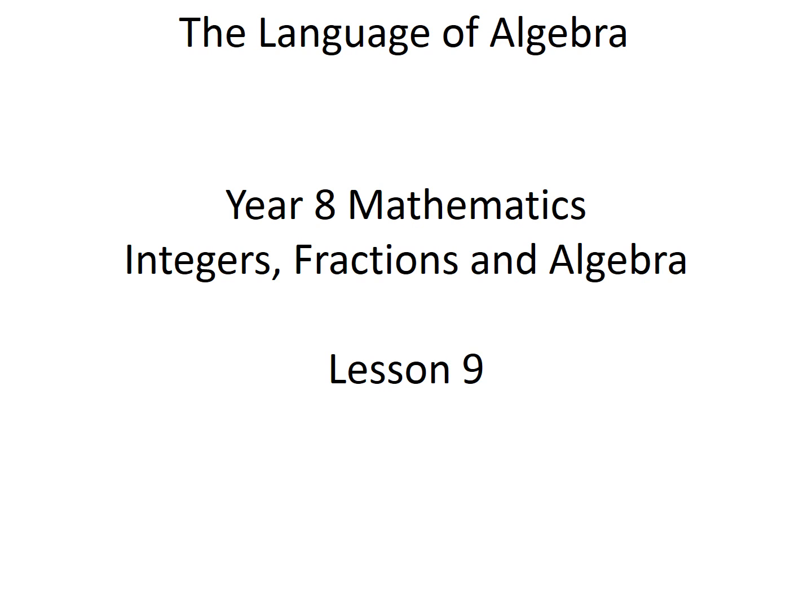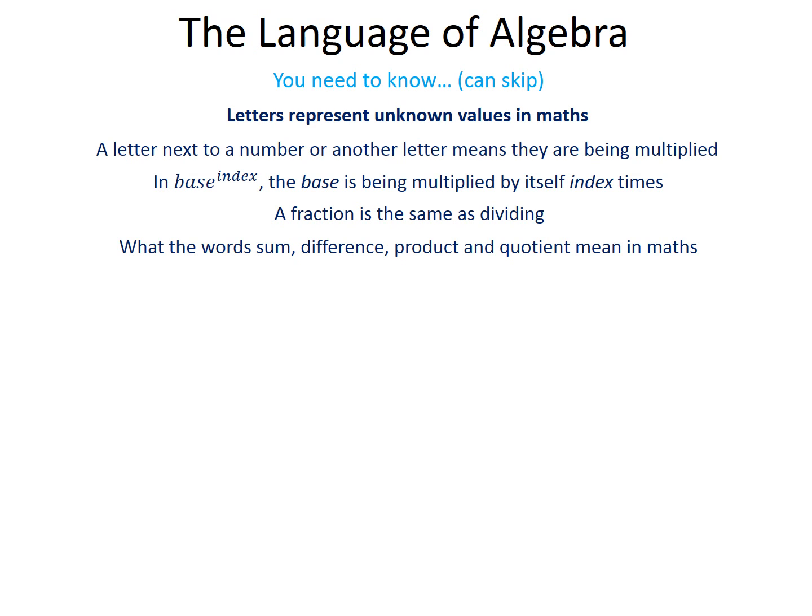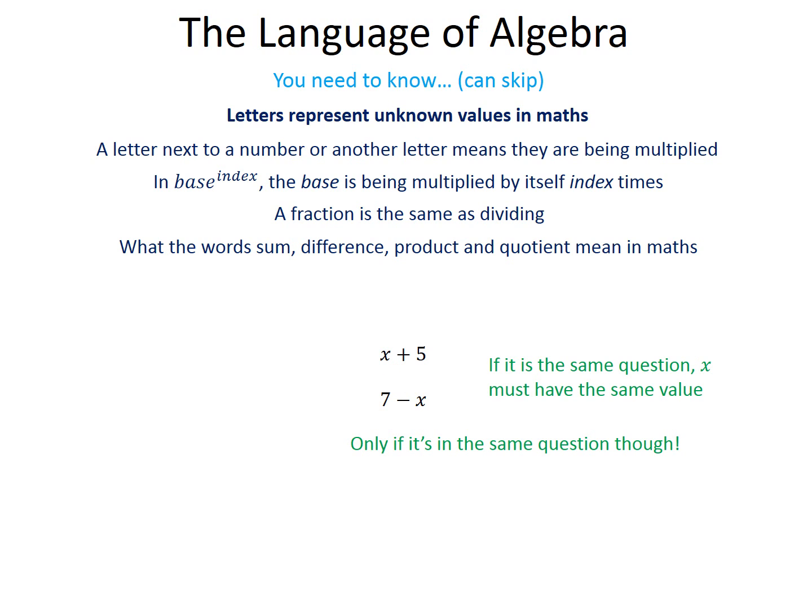In this lesson, we're going to be looking at some of the special words that are used when talking about algebra. First, we're going to need to remember a few things about algebra. Firstly, letters represent unknown values in maths, and so this is something plus 5. And if in the same question I saw 7 minus something, because they've got the same letter, that means that would have to be the same value. So it's something plus 5 and 7 minus the same something. If it was a different letter they used, then it could be a different something.